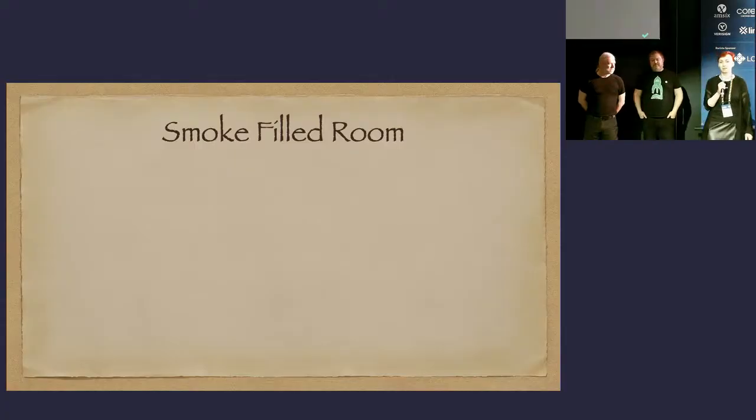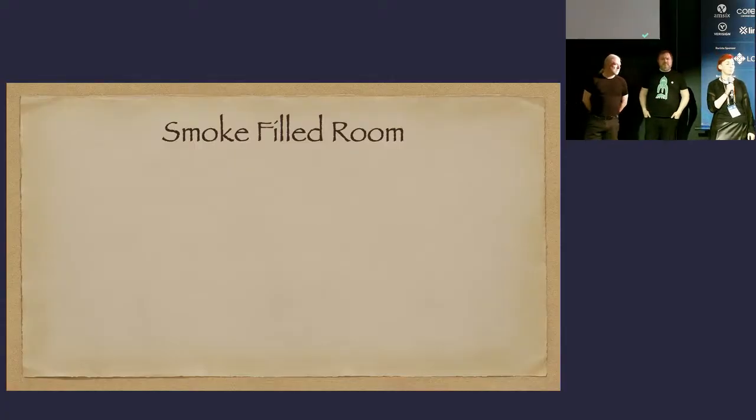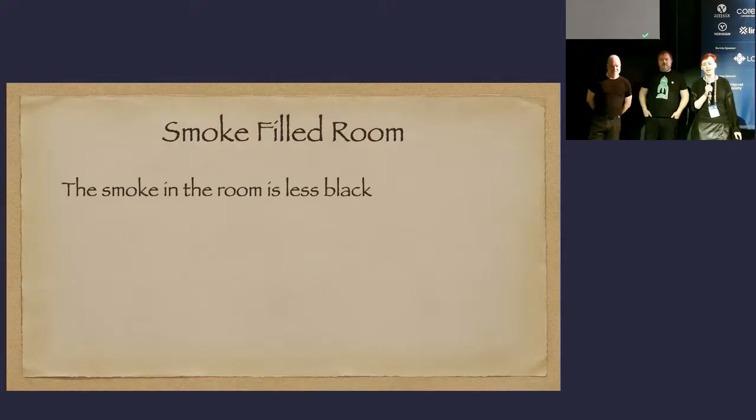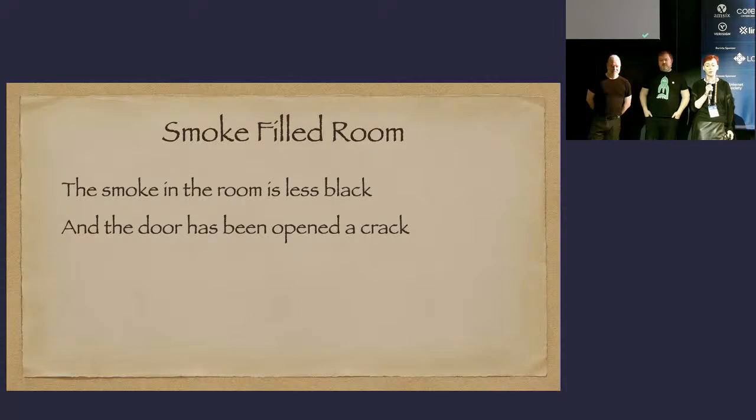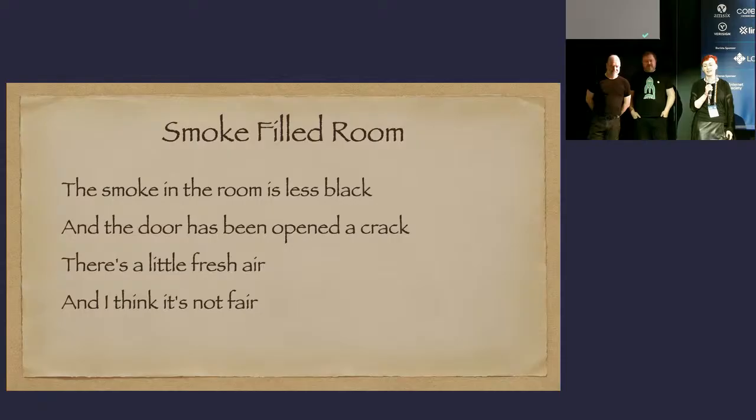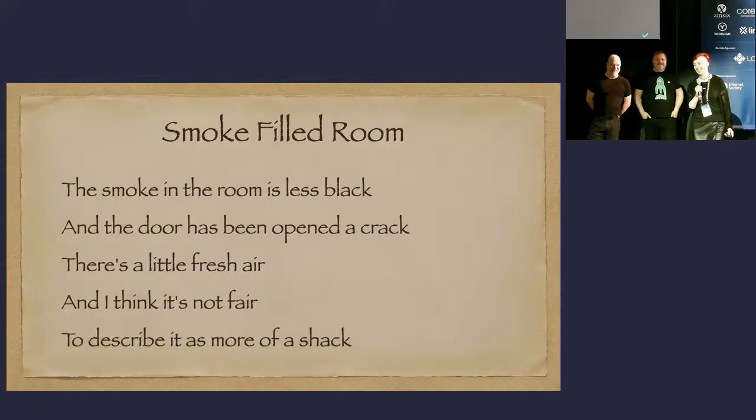And also, I mean, we all know the most important topic everyone talks about this meeting is air quality in meeting rooms. So let's talk about the air quality in our room. The smoke in the room is less black, and the door has been opened and cracked. There's a little fresh air. And I think it's not fair to describe it as more of a shack.